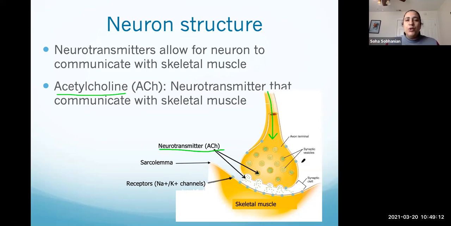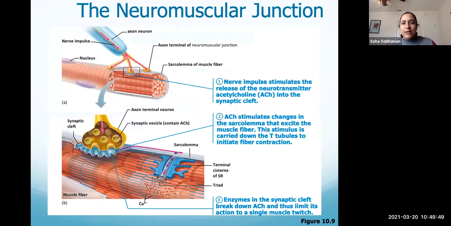Now, why do I care about the neurotransmitter? Again, it's a way for me to communicate with my muscle fibers. So these little neurotransmitter ACH are going to bind to my muscle cell membrane, which you see right here, to these tiny receptors in blue called sodium-potassium channels. So the neurotransmitter gets released into my synaptic cleft and then binds to these channels on my muscle cell, called sodium-potassium channels.